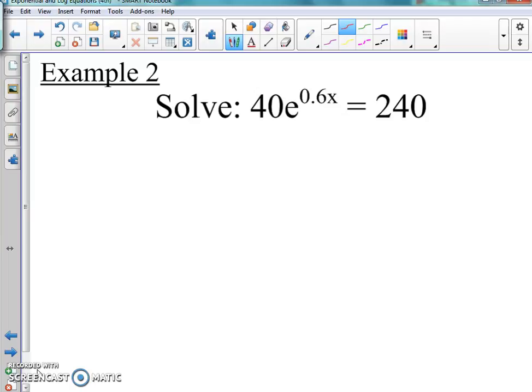Doing this problem right here, we're going to solve it out. So we're going to first look at figuring out where our exponential function is, and then we're going to isolate it, we're going to natural log it, then we're going to simplify it, and then we're going to solve.